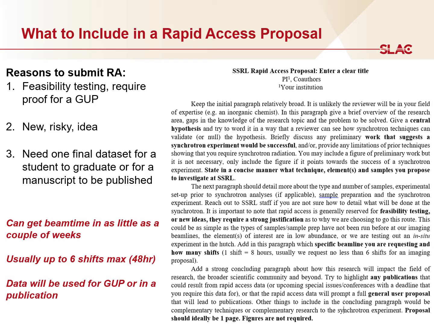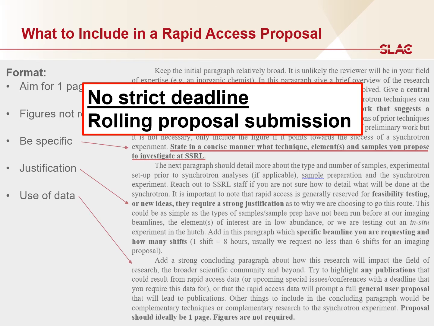Rapid access proposals are intended to have a quick turnaround between the date of proposal submission and the date of beam time, and the allocated beam time is short and one-off. This quick turnaround is so that users can get a small amount of data or preliminary data that is required for either a publication, a student's dissertation, or a full GUP. There is no strict deadline to submit a rapid access proposal. Rapid access proposals can be submitted at any time during the year.